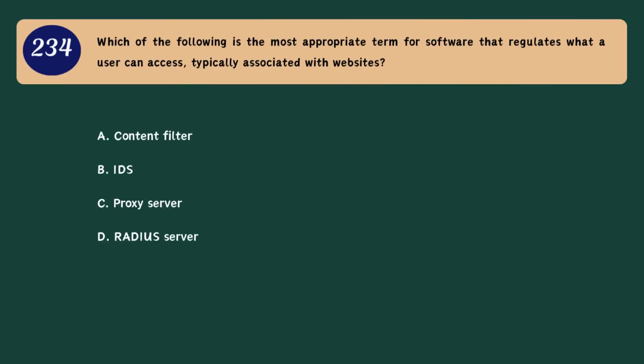Question 234. Which of the following is the most appropriate term for software that regulates what a user can access, typically associated with websites? A. Content filter. B. IDS. C. Proxy server. D. RADIUS server.